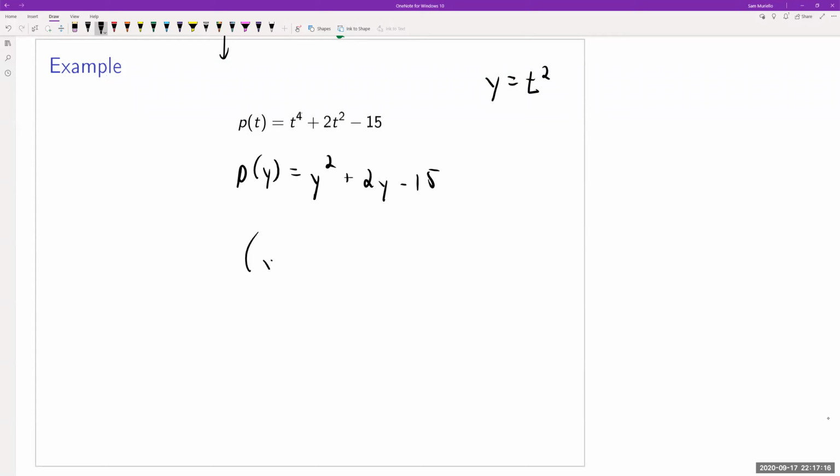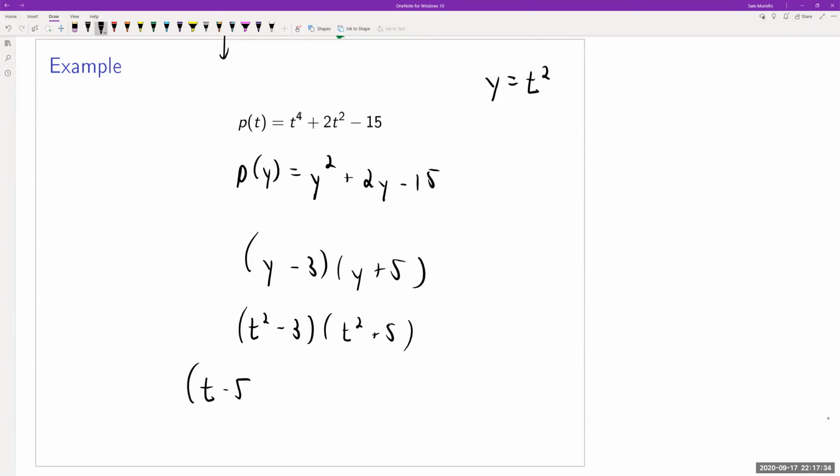This becomes y minus 3, y plus 5. Now I get t squared minus 3, t squared plus 5, and I can factor further. This first piece fits the difference of squares, so that will be t minus root 3 and t plus root 3. This second piece will not factor. If I were to try the quadratic formula, I would get a negative discriminant, meaning there's no solution.